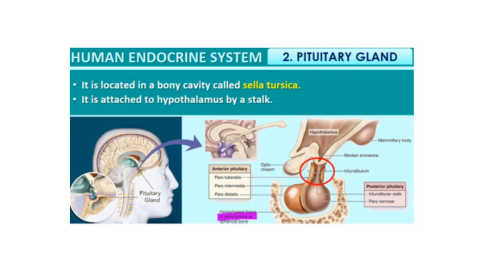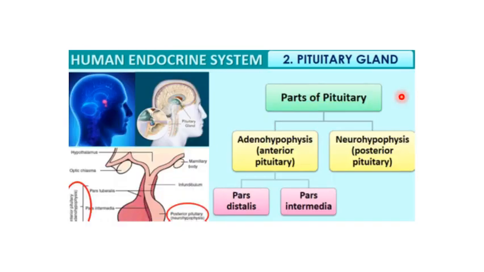This gland is located in a bony cavity called sella turcica and it is attached to the hypothalamus by a stalk. The various parts of the pituitary gland are the adenohypophysis and neurohypophysis. The adenohypophysis is the anterior part and the neurohypophysis is the posterior part. The anterior part is again divided into two parts: pars distalis and pars intermedia.